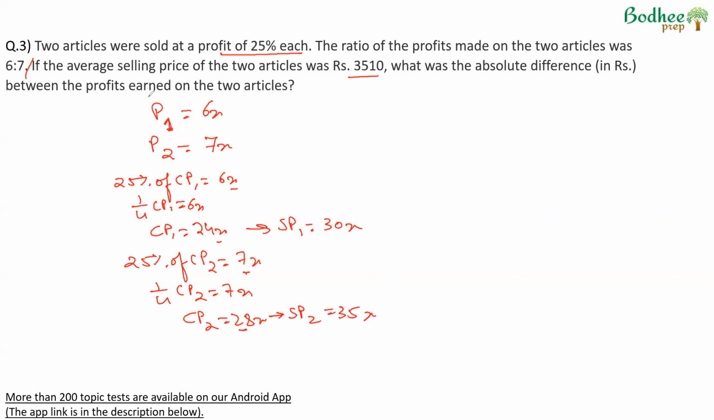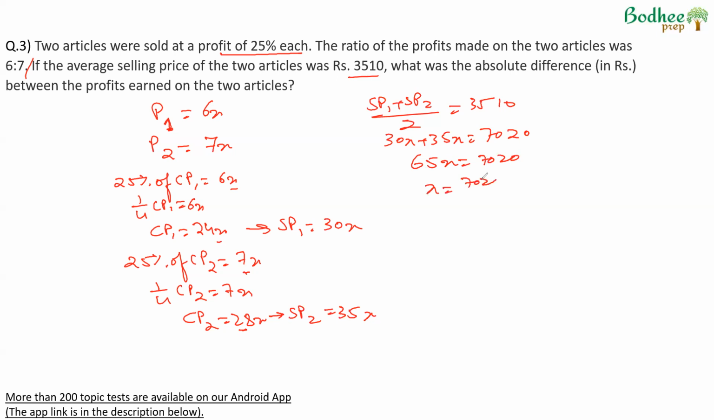What was the absolute difference between profits earned on the two articles? The average selling price, SP1 plus SP2 by 2, is equal to 3510. Cross multiply. SP1 is 30x, SP2 is 35x. 3510 into 2 is 7020, which means 65x is equal to 7020, which means x is equal to 7020 upon 65.